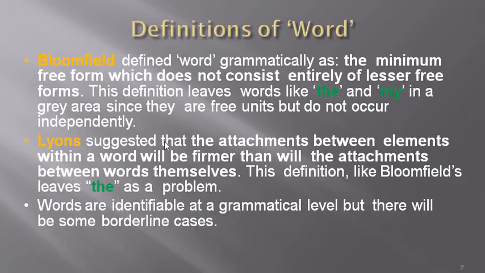Lyons has suggested that the attachments between elements within a word will be firmer than the attachments between words themselves. So this definition, like Bloomfield's, leaves "the" as a problem. So the question arises of how to define words. Words are identifiable at the grammatical level, but there will be some borderline cases. Bloomfield himself later stated that there are borderlines, as with properties, as we talked about in the prototype theory.